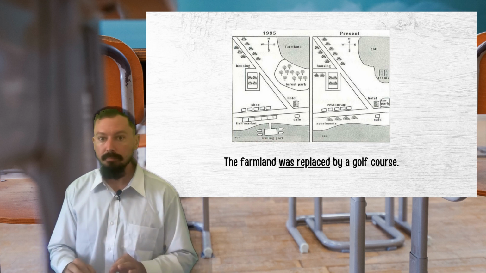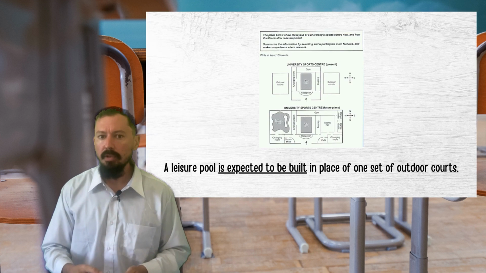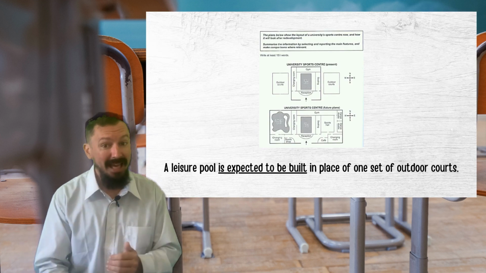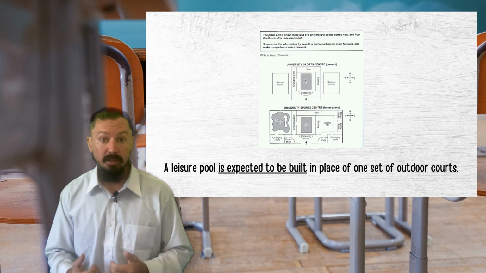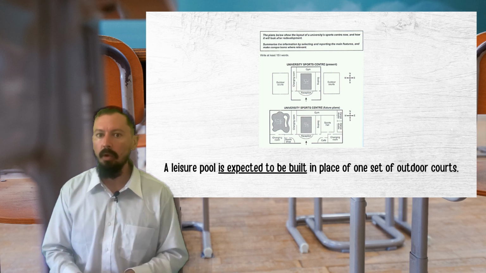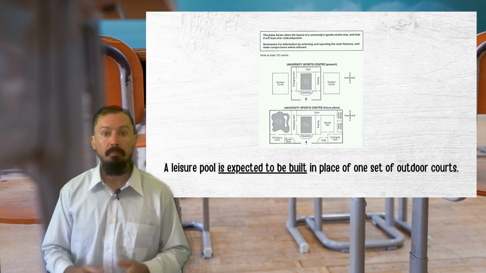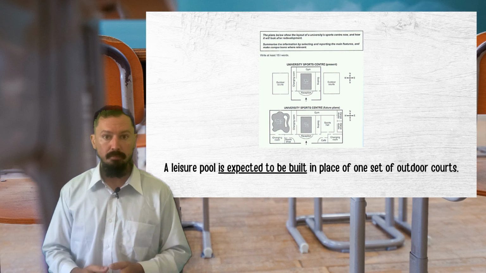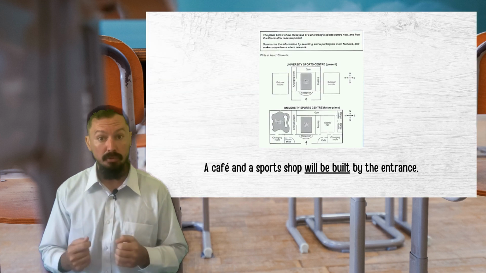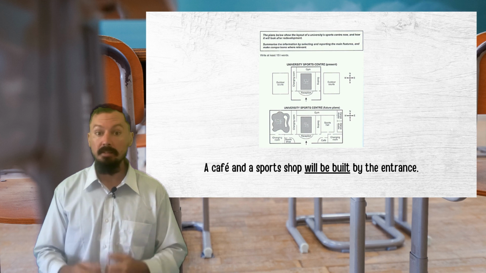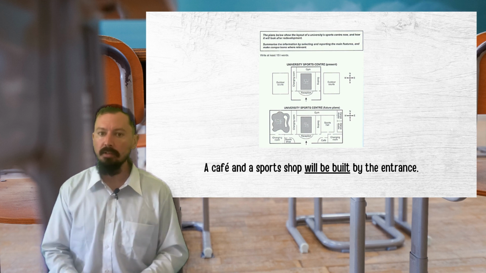When one of the maps shows the future, we would of course need to totally change our verb tenses. In this case, we're looking at the future, but obviously it is just a plan, so we need to use language carefully to show that it is not guaranteed that something will happen. We might say something like, a leisure pool is expected to be built in place of one set of outdoor courts. However, if we make it clear throughout the essay that this is just a plan, we can sometimes use more confident language and slip into the future simple tense. A cafe and a sports shop will be built by the entrance.